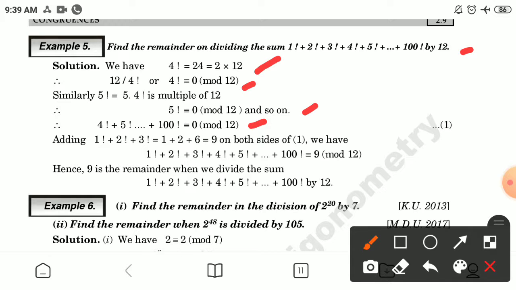Adding 1 factorial, 2 factorial, 3 factorial, which is equal to 1 plus 2 plus 6, that is 9, on both sides of first, we have, hence 9 is the remainder when we divide this sum by 12.